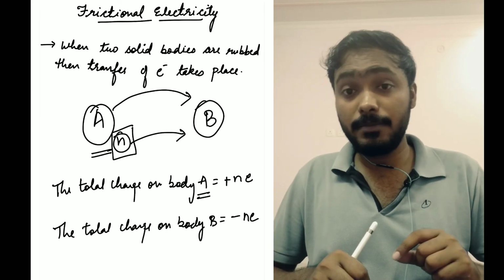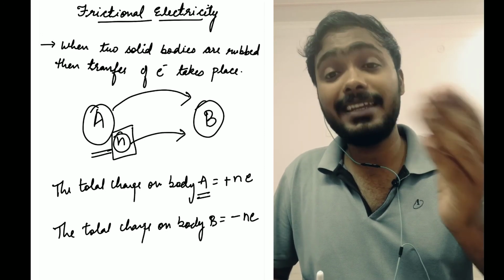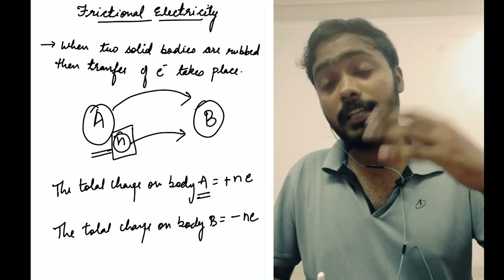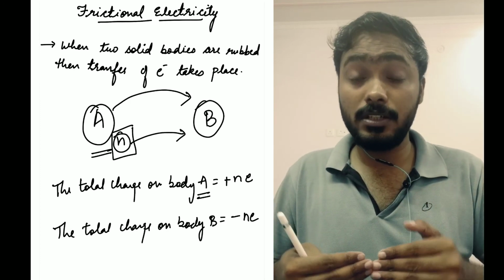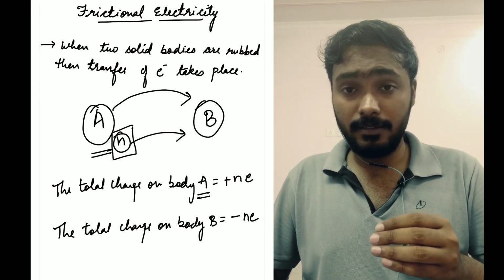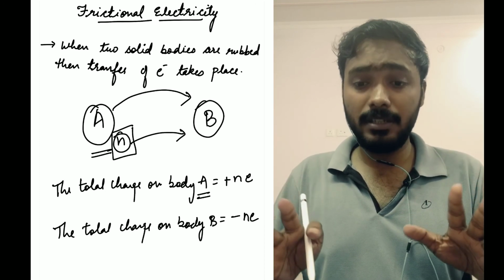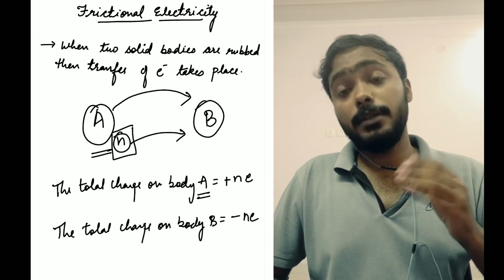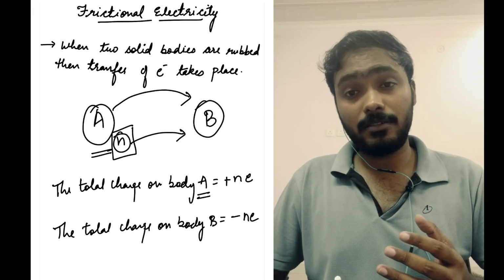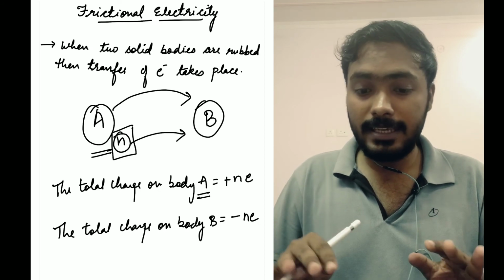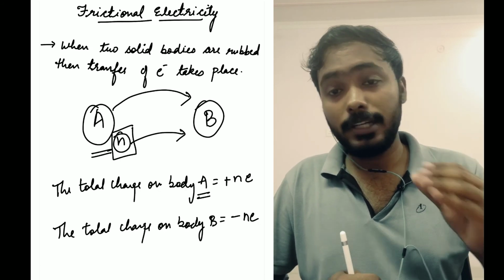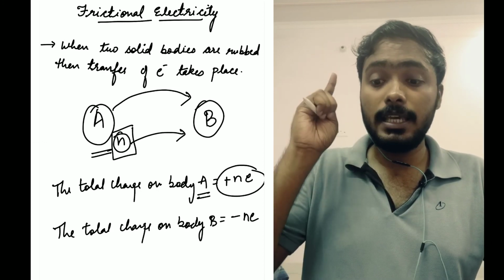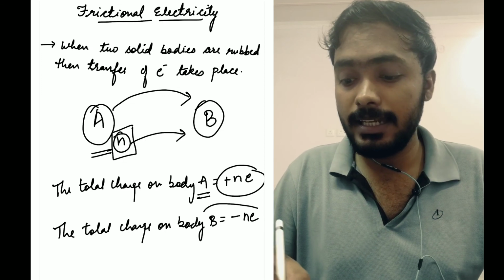Now why have I written minus? Because body B has gained n electrons, and body A has lost n electrons. When electrons are lost, the body becomes positively charged, and when a body gains electrons, it becomes negatively charged. So the body which loses electrons will be positively charged, and the body which gains electrons will be negatively charged. In this case, body A has lost, so it becomes positively charged, and body B has gained, so it becomes negatively charged.